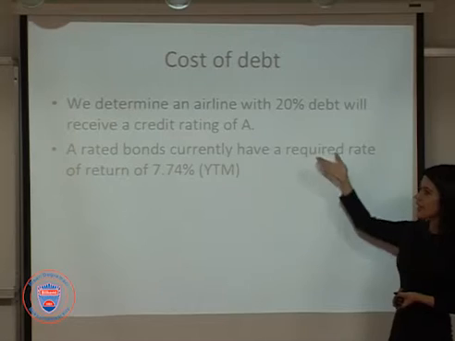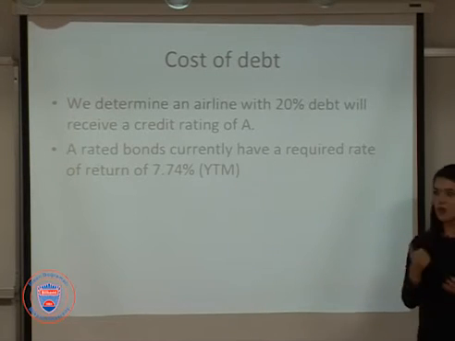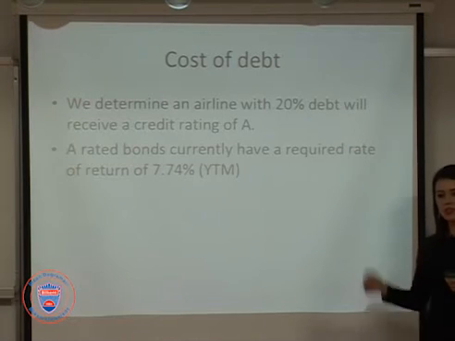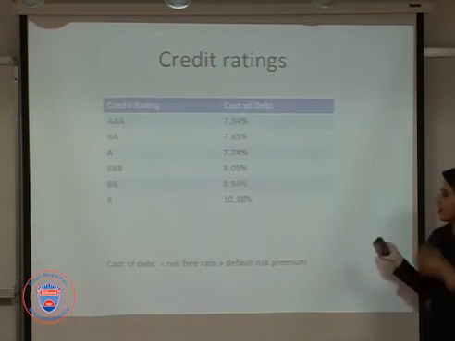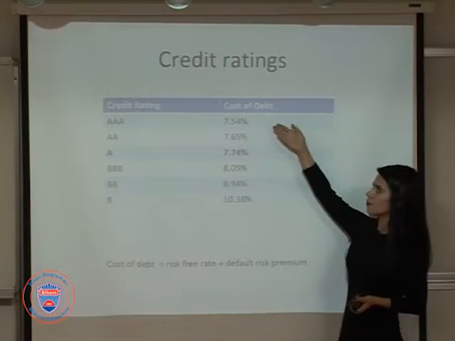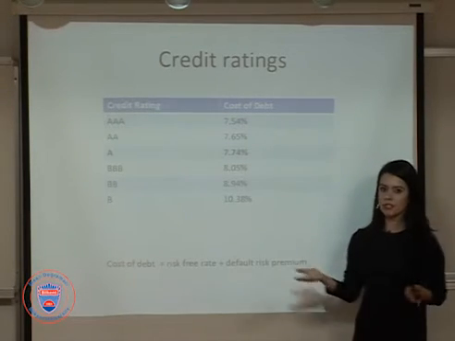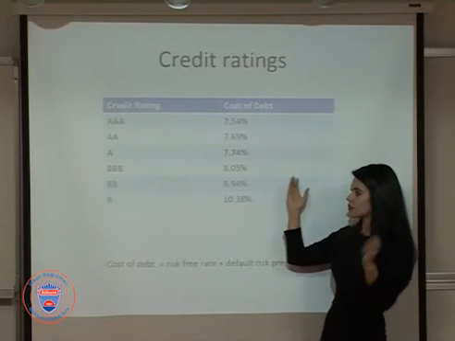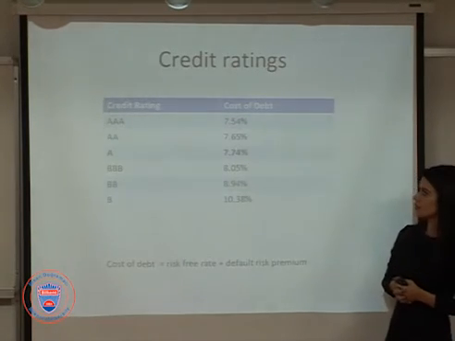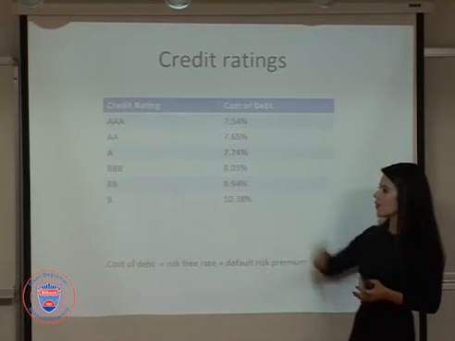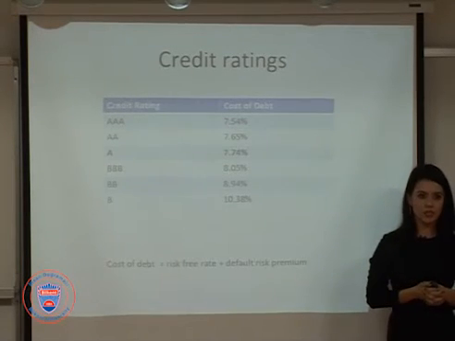And you know that A-rated bonds have a return of 7.74%. How do you know it? You can actually Google it and find it on some websites. So here, AAA companies have 7.5% cost of debt. A-rated ones have 7.74%. B ones have 10.38%.